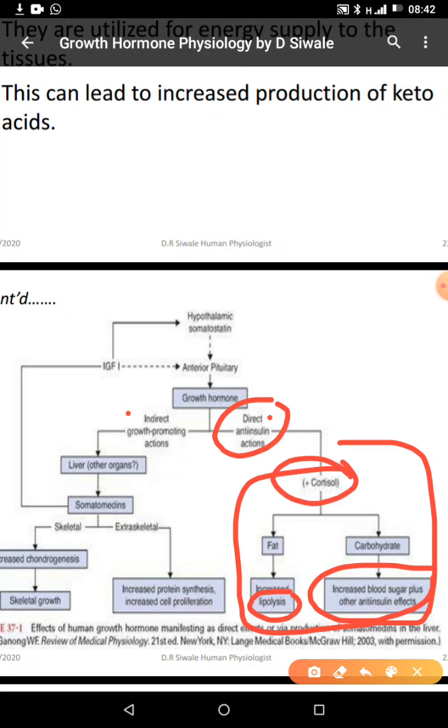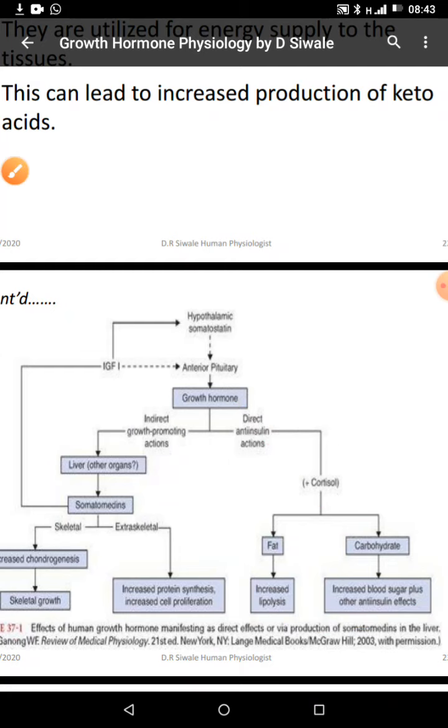So cortisol, we know, is a stress hormone. So in conditions of stress, cortisol is released so that there is mobilization of nutrients required for energy production. So that's why there is hyperglycemia in growth hormone effects. Okay, the other indirect effects, it acts on the liver where it produces insulin-like growth factors.